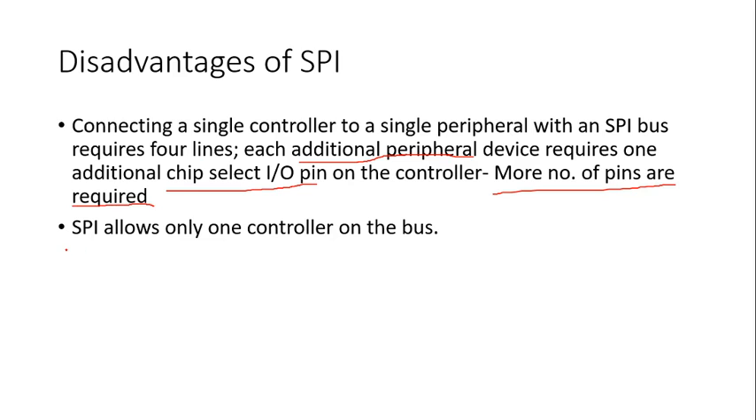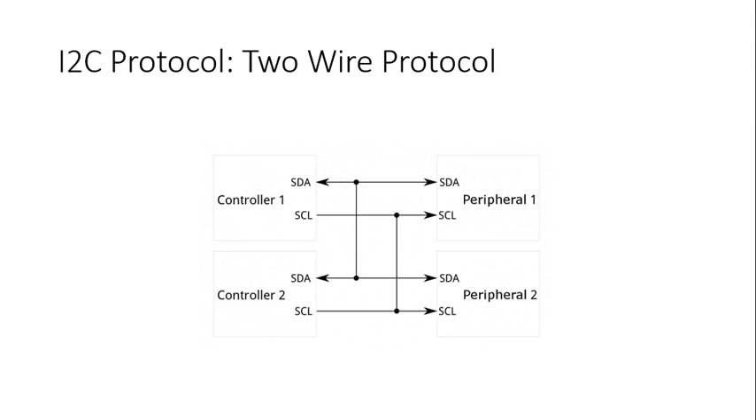This is the first drawback of SPI, and the second drawback of SPI is that it allows only one controller on the bus. It is not allowing more than one controller on the bus. That is the second disadvantage of SPI. So for this, there is a third protocol defined, which comes in between UART and SPI. It will try to overcome the drawbacks of both the serial protocols.